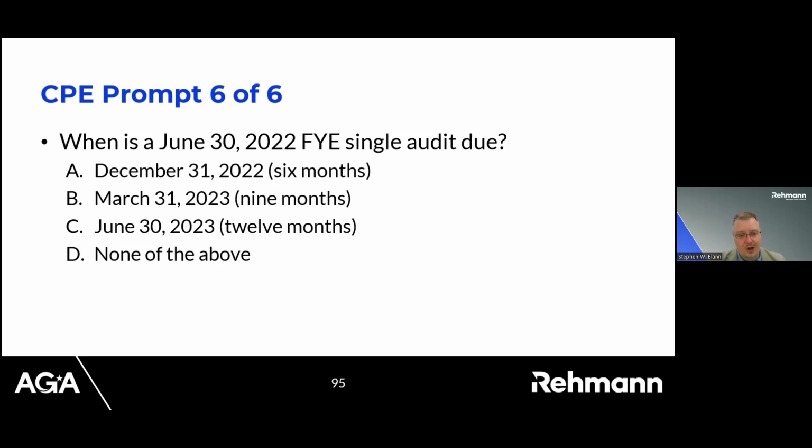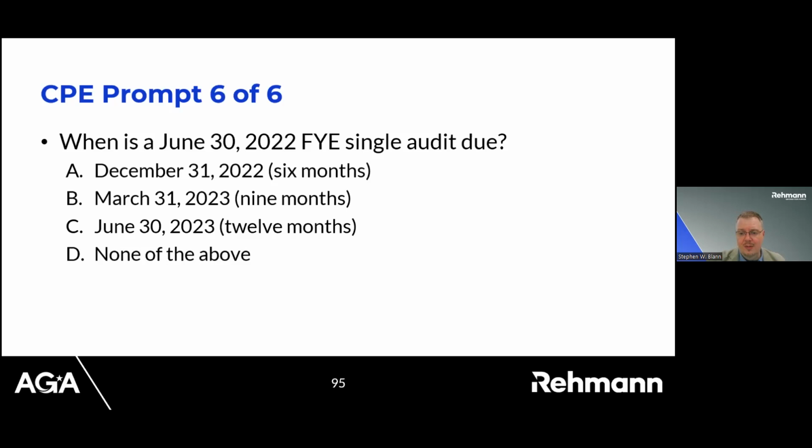And unfortunately, our correct answer is D, none of the above. It would be due the earlier of B, March 31st, or 30 days after the audit is complete. So if the audit gets complete in less than 9 months, then 30 days after that is when it would be due, but never later than 9 months. So it's a little complicated there.